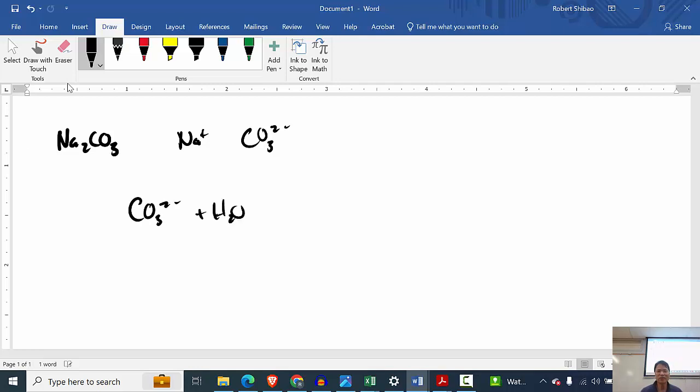Let's take a look at carbonate. The first step is when we do hydrolysis, we only do one step at a time. Now, carbonate's a weak base, and so it will pluck off one of the protons here and form hydroxide. Bases hydrolyze water to form hydroxide. This is Kb1 for carbonate, which is equal to Kb for carbonate.